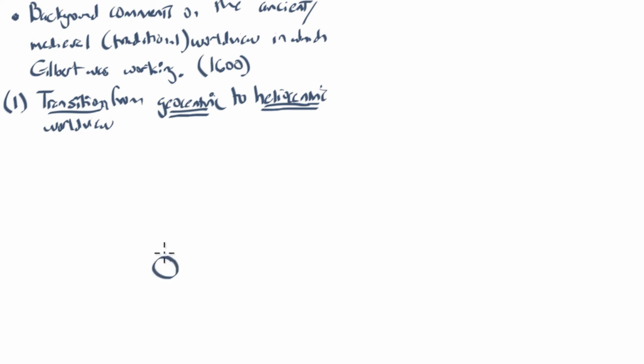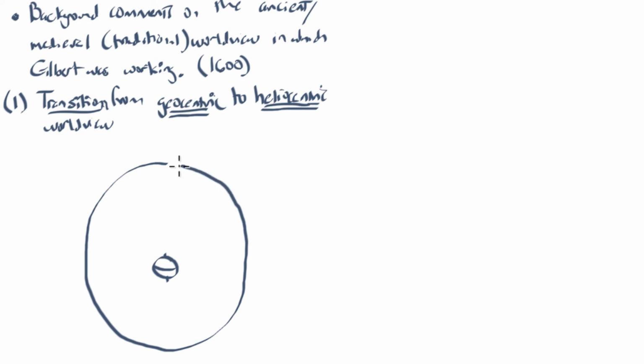we have the Earth, and I'm going to draw a couple of poles. That's the north and south pole of the Earth, and this is the equator of the Earth. And according to this geocentric worldview, this is going to be a bit of a simplification, but I think you'll get the point. The idea is the Earth is surrounded by a huge sphere called the celestial sphere.